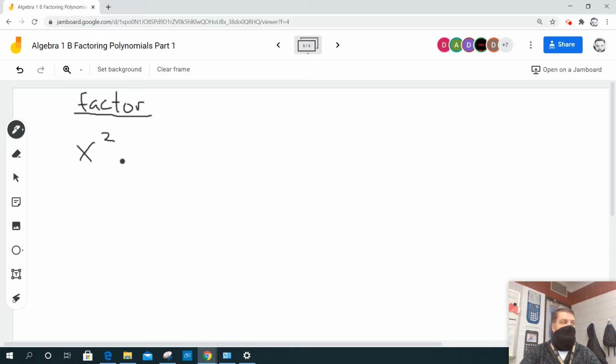So whenever you see the word factor, it's always prime factorization, unless they say something else. It's always implied that it's prime. Now what that means is you factor it until you can't factor anymore. So I'm going to fill out a grid.